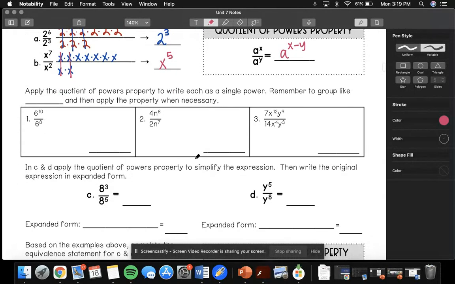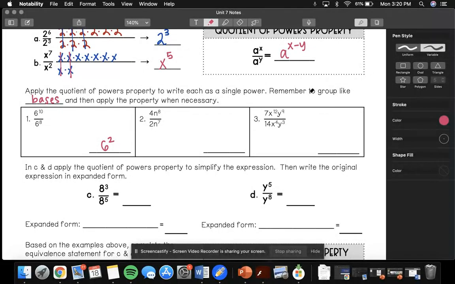Okay. Apply the quotient of powers property to write each as a single power. Remember to group like bases, and then apply the property when necessary. So we have 6 to the 10th over 6 to the 8th. So I have 10 up in the numerator and I have 8 in the denominator. Okay, I can just subtract 10 minus 8, or I can ask myself, how many more do I have? I have 2 more in the numerator. So to show that, I have 6 to the power of 2.